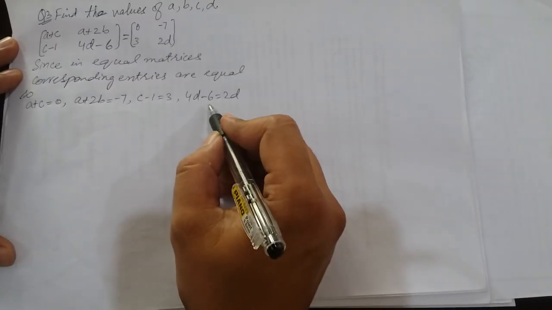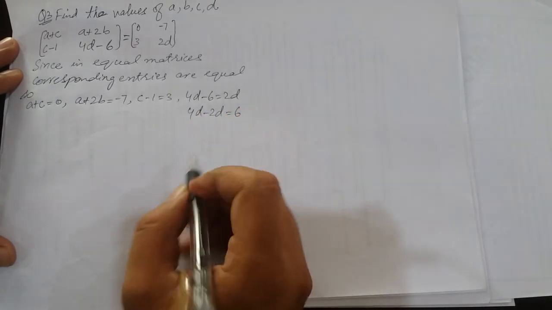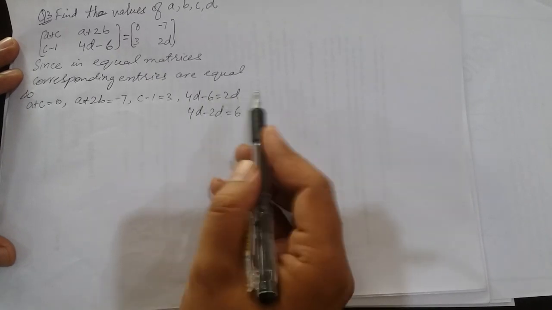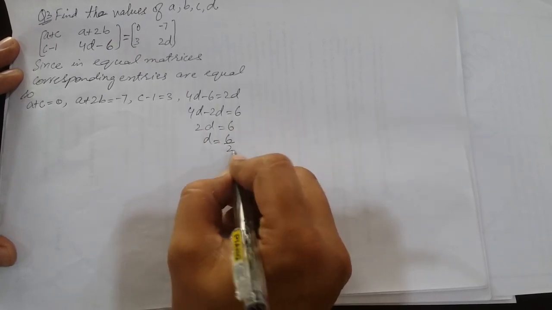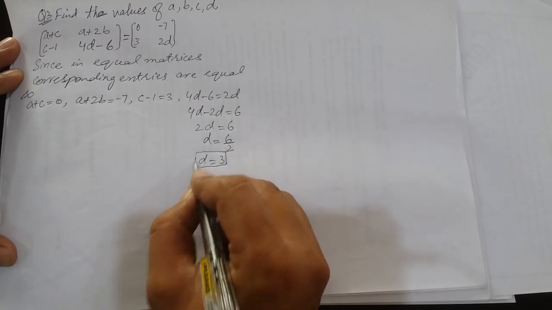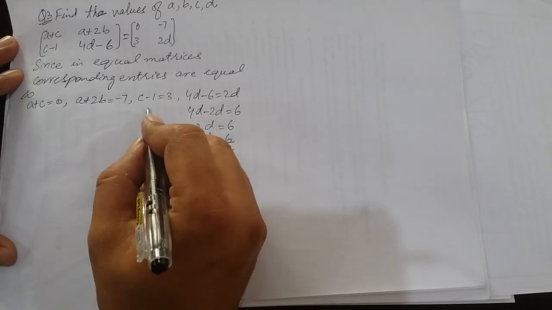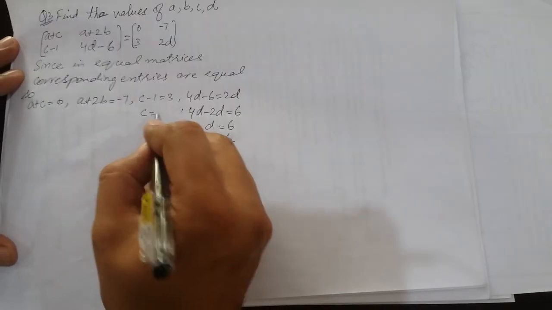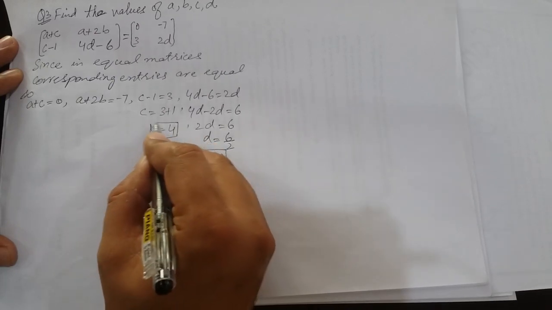First of all, this fourth equation, I can write it as 4d minus 2d is equal to 6. This 2d can be written on the left hand side and 6 on the other side. Signs will be changed. Now it will be 2d is equal to 6, d is equal to 6 over 2, and d is equal to 3. So in this way we can get the value of d. Now this third equation is very simple. Minus 1 will be written on the other side. So c is equal to 3 plus 1, c is equal to 4. So this is the value of c.